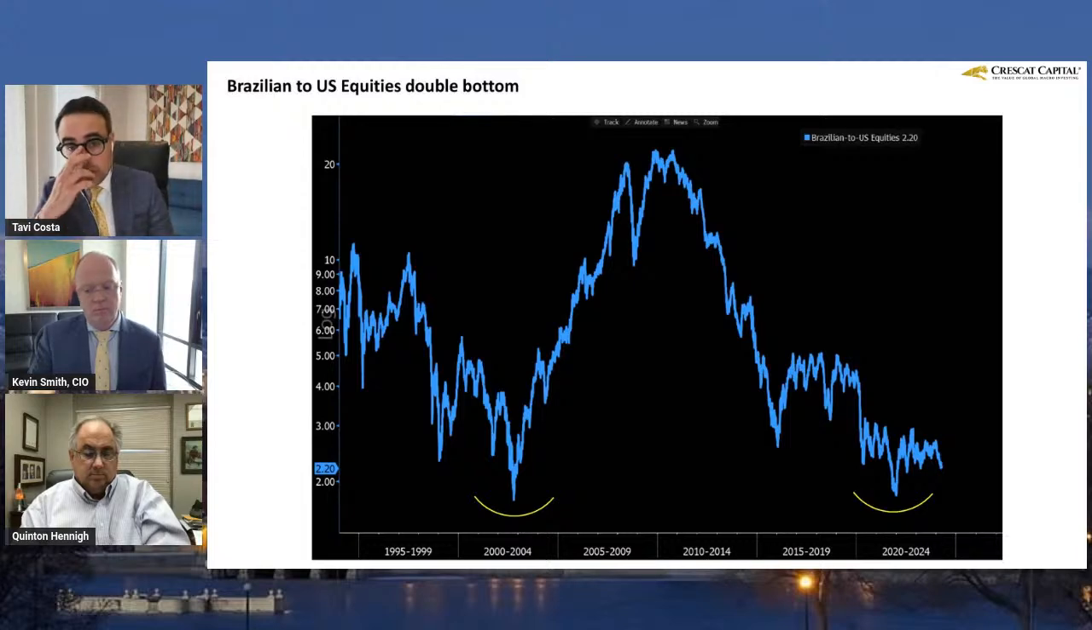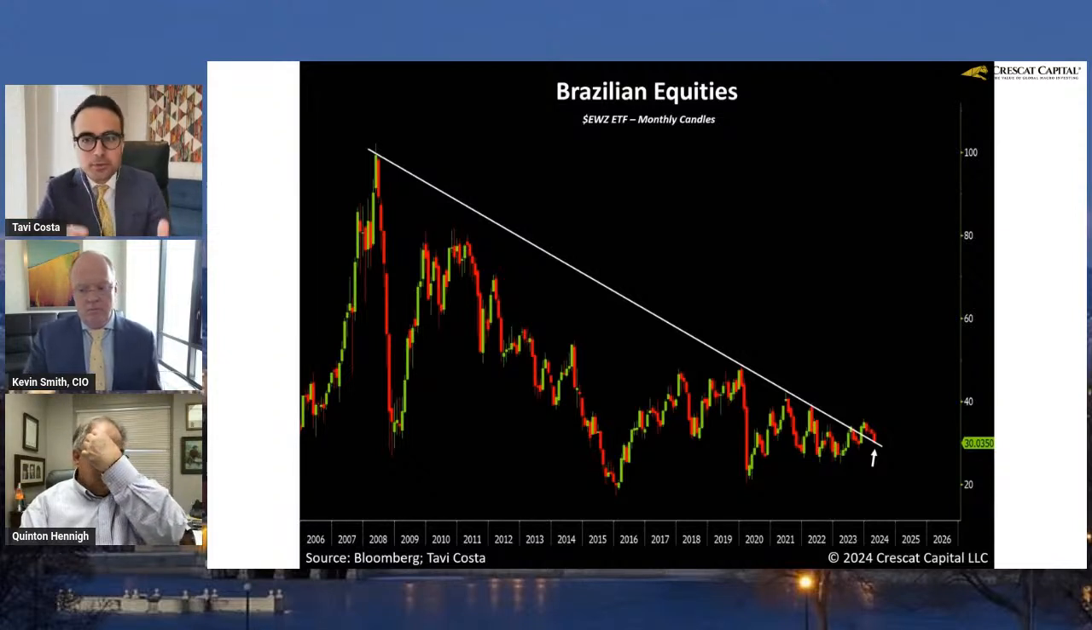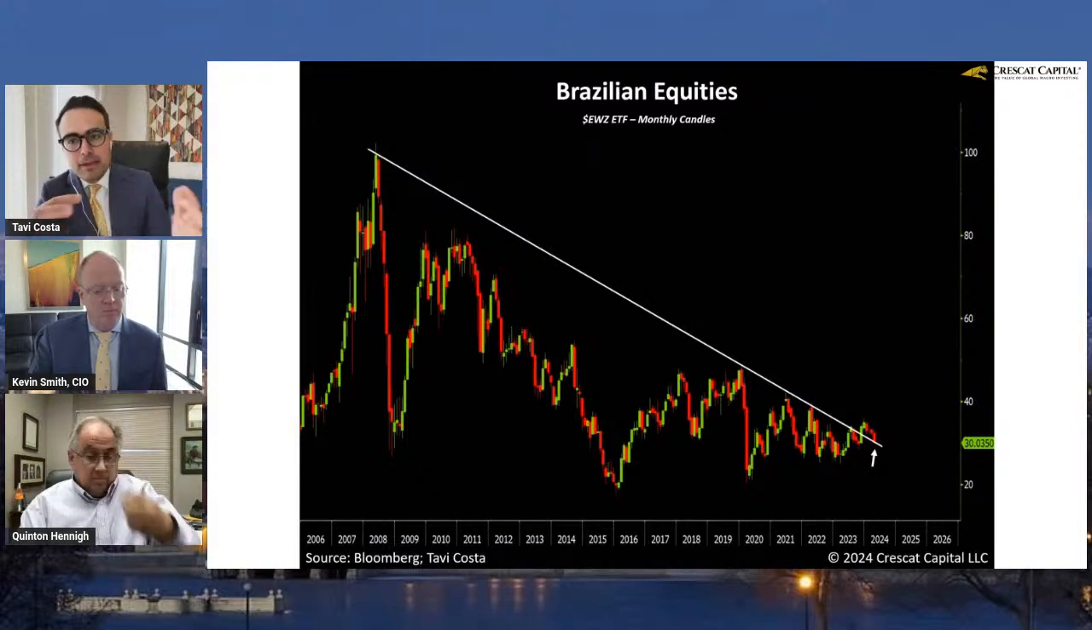And if you go to the next chart, I've shown the charts of Brazil breaking out, and guess what? We're retesting that line right now. So if you like technicals, this is a chart you should be looking at as well. I'm a big fan of Brazilian equities.